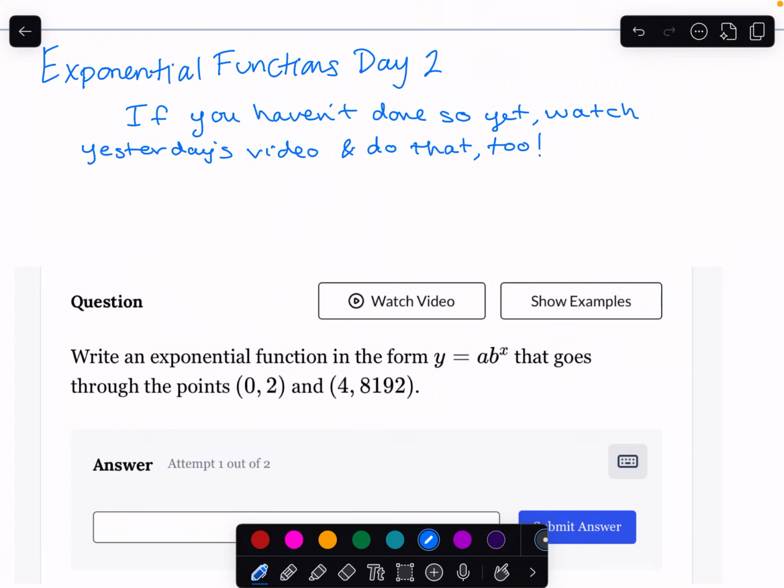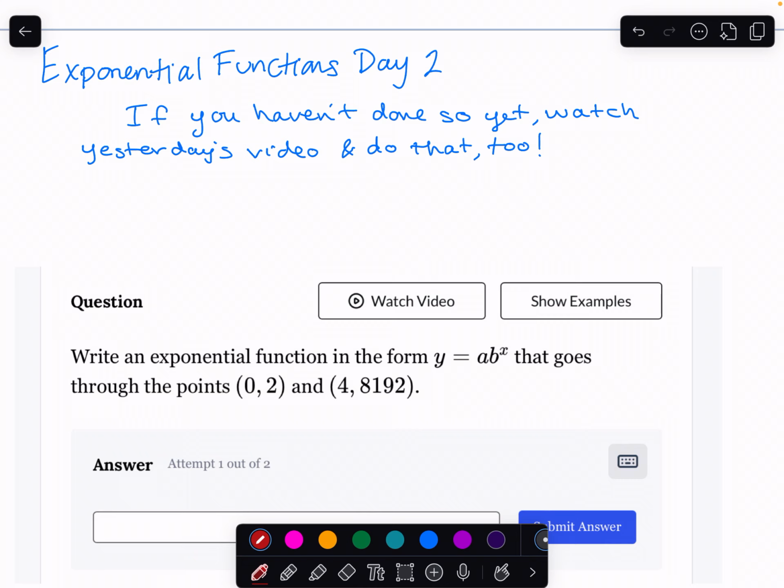Today's video is continuing the exponential functions. So if you haven't done so yet, please watch yesterday's video and do that too. In fact, I might even suggest pausing this video and going back and watching the other one, even if it's in front of the whole class watching the video on the screen. I think it'd be really smart to do so. Then come back to this one and start about right here.